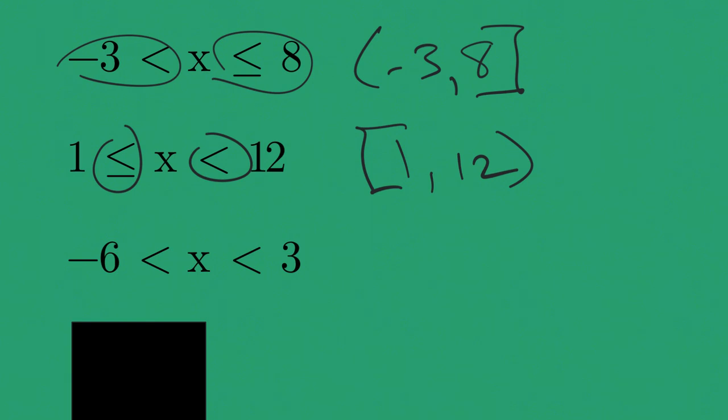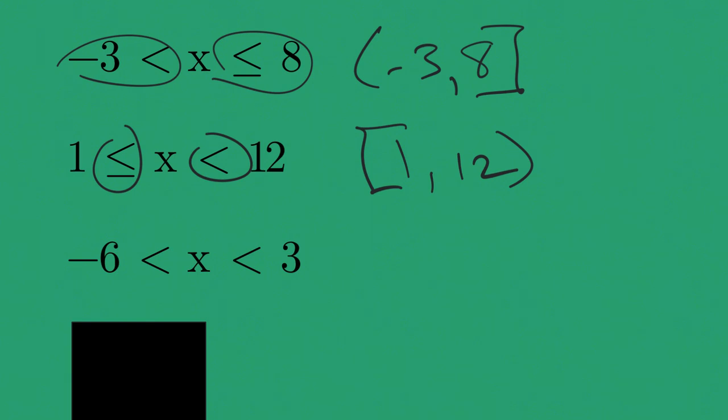Interval notation, okay? It's still open and closed circle stuff. We're just using some different symbols to represent those types of things. And instead of having to put it on a number line, I can express it in interval notation.